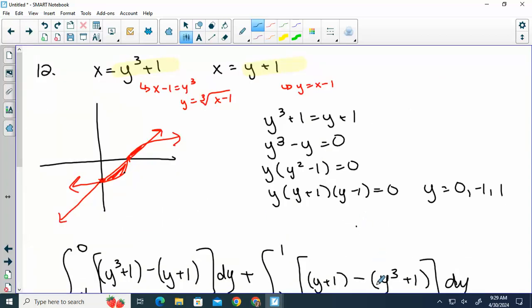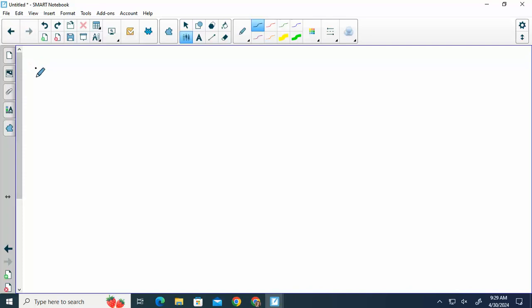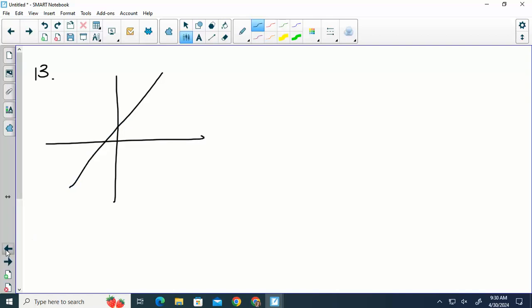Other questions? On 13. Find the area of the region bounded by the graphs of y equals 3x plus 1. So that's like a line, shifted up 1, slope of 3. Y equals 7. What's that? Horizontal line of 7. And the y-axis. So we are talking about this little region.